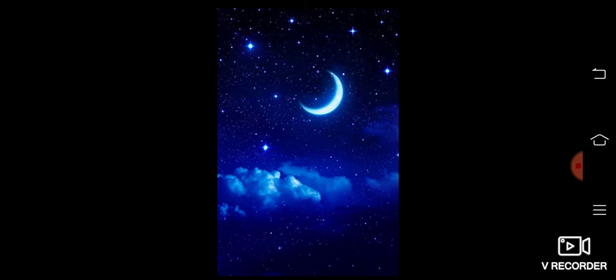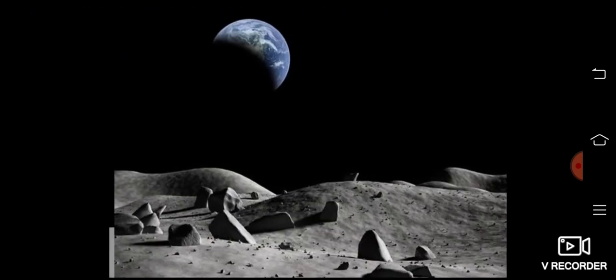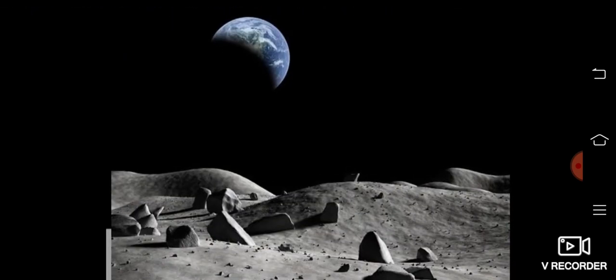What about the moon? How does it look? The moon is more like the earth than like the sun. It mostly looks like the earth.